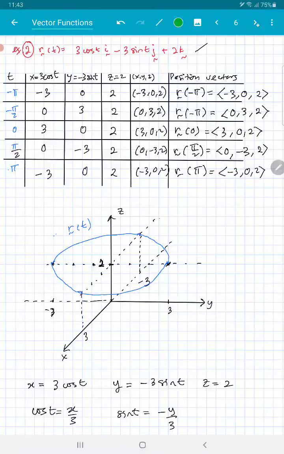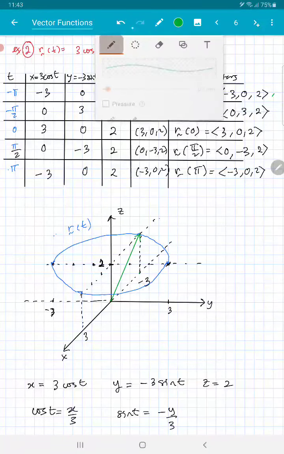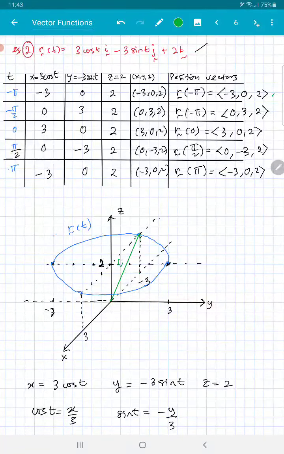So when t is negative pi, we're going to sketch this vector valued function, position vector. We start from the origin, and then we have negative 3i, so we move 3 units backwards up to here. And then 0j, meaning that we don't move to the left or right. And then we have plus 2k, so we go up to there. So we have one position vector. That is for t equals negative pi. Let me write that. This is r of negative pi.